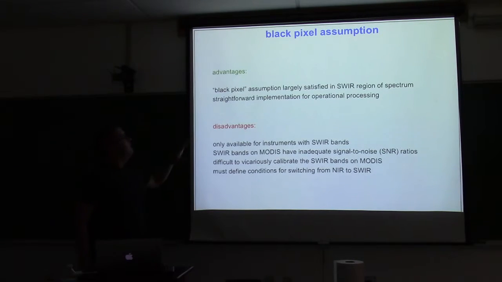All right. So the advantage of this is that the black pixel assumption is largely satisfied in the SWIR region of the spectrum. Now, there are a lot of other papers that have come out since then and have suggested that there are inland lakes and there are bodies of water where this still fails, but it gets you moving in the right direction. It is very straightforward to put into processing because it operates exactly the same as what we're already doing, but the disadvantage is that not all heritage instruments have SWIR channels.